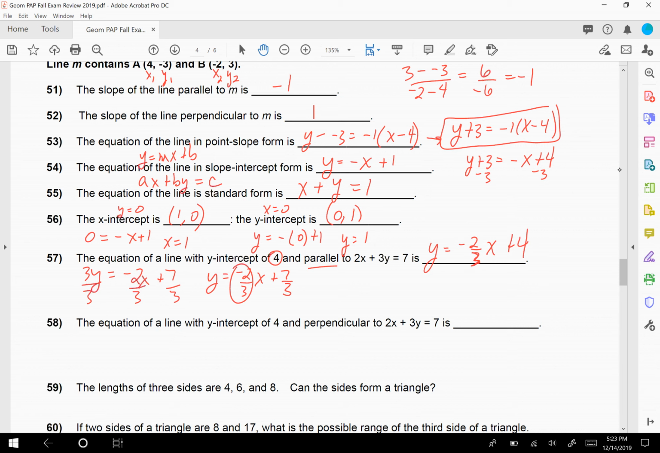Okay, the equation of a line with a y-intercept of 4 and perpendicular to that same line. Okay, so the slope is negative 2/3. So if we want a perpendicular one, we have to do the opposite reciprocal, which would be 3/2. And again, we want our y-intercept of 4, so y equals 3/2 x plus 4.